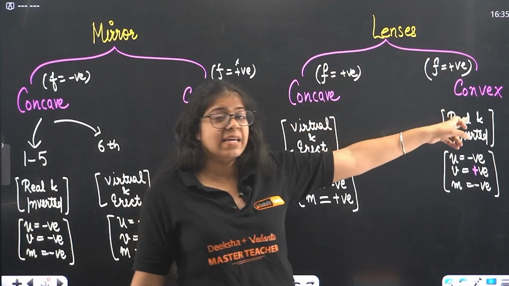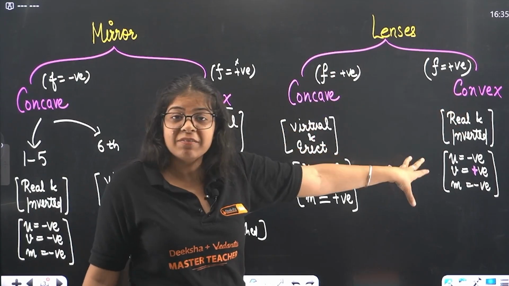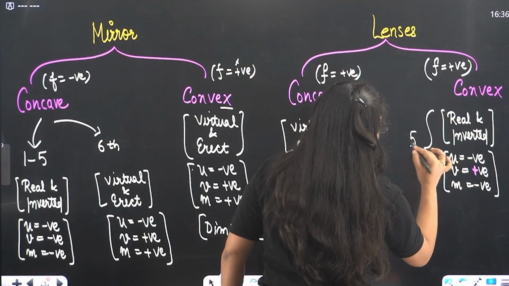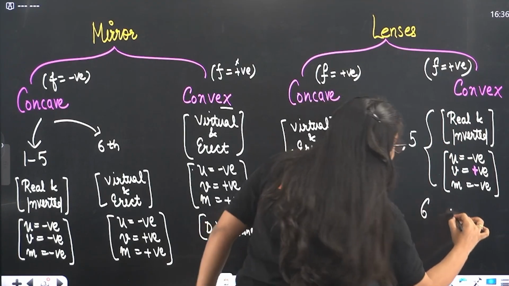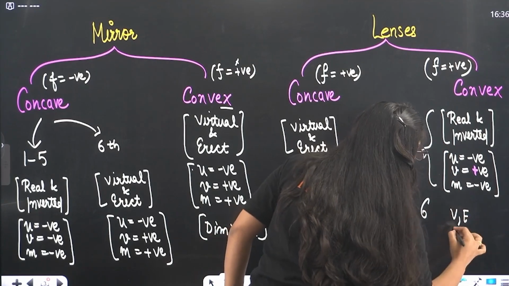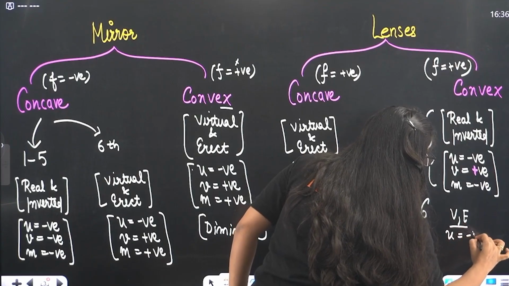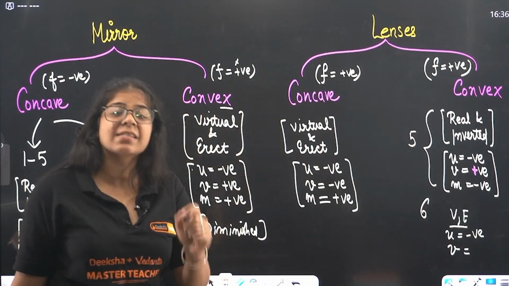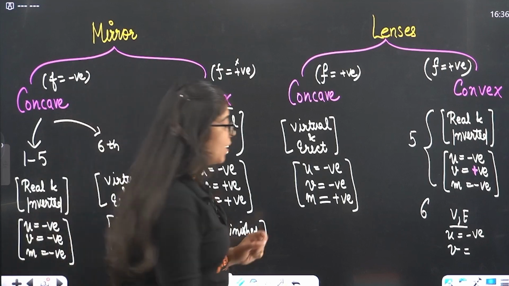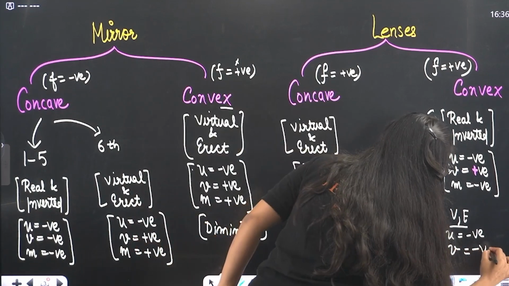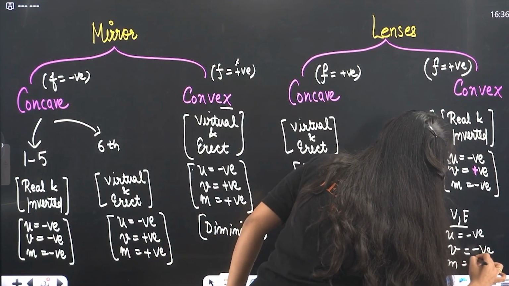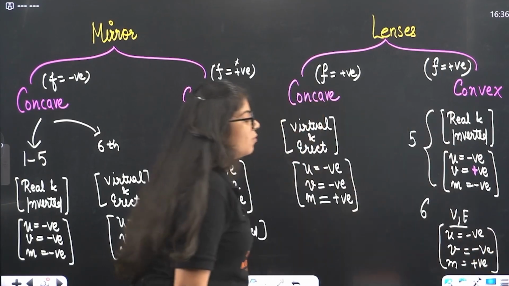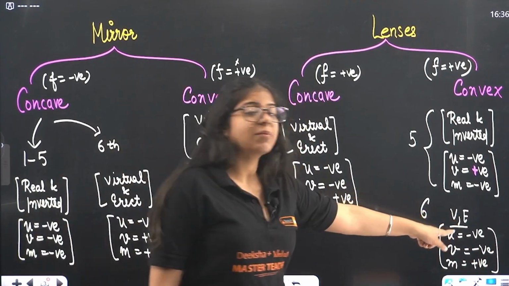Coming to convex lens, again it has 5 cases as real and inverted. These are the first 5 cases. The 6th case is virtual and erect. U is always negative. V, now in case of lenses, if we have a virtual and erect image, it will be negative. Then magnification will be positive. Magnification will be positive. Why? Because the image is virtual and erect.